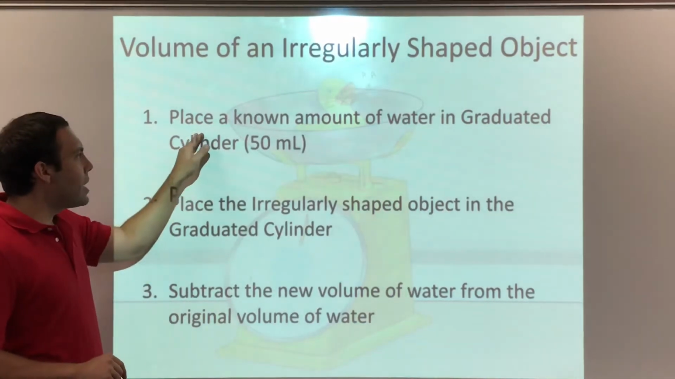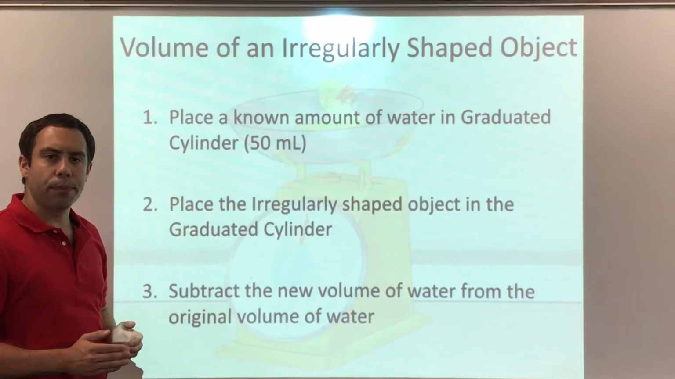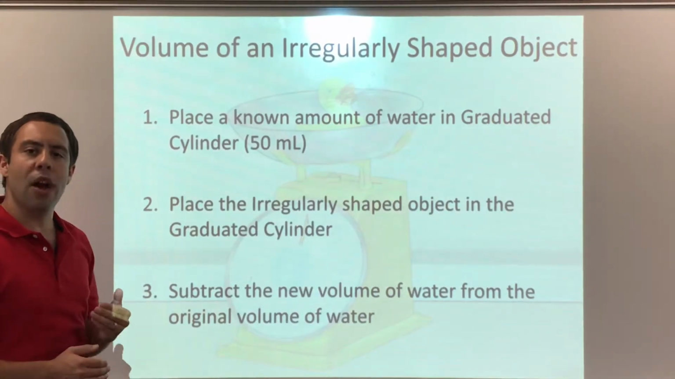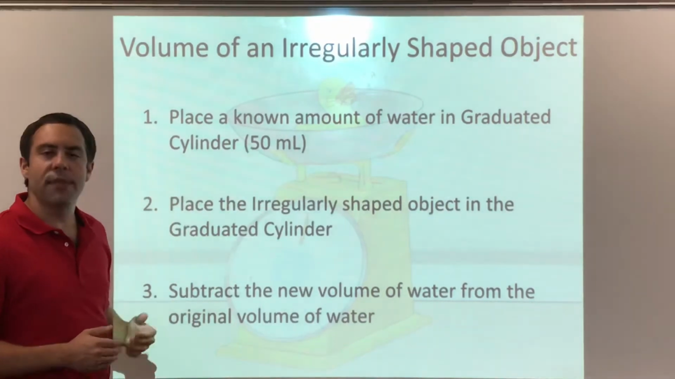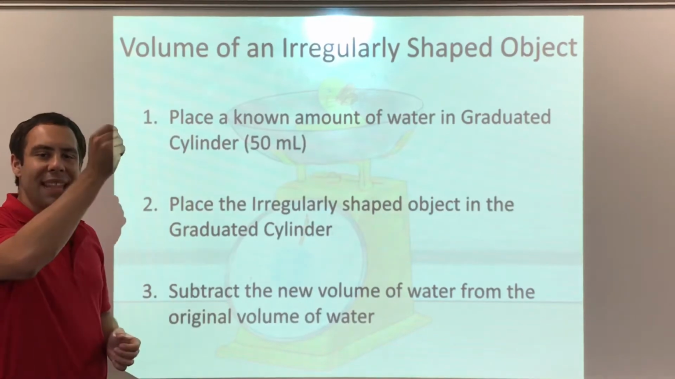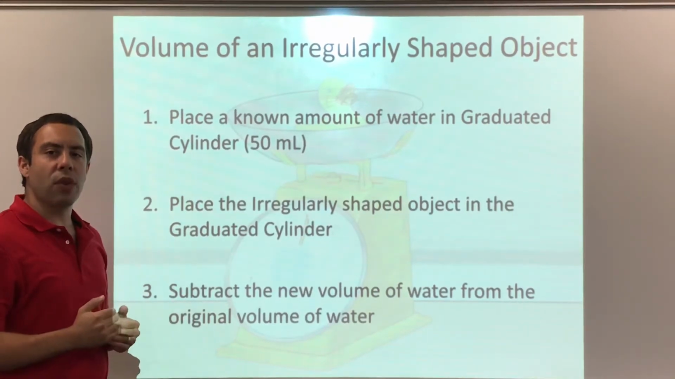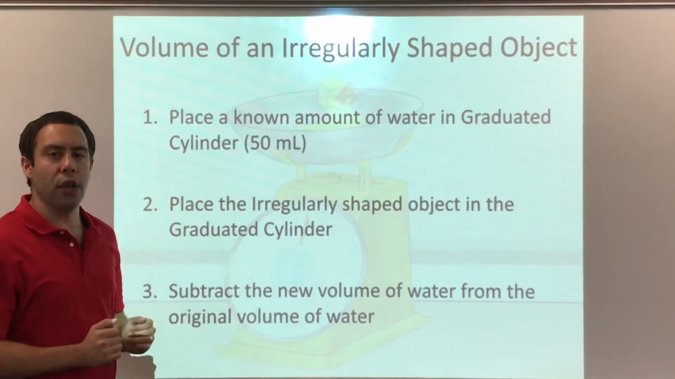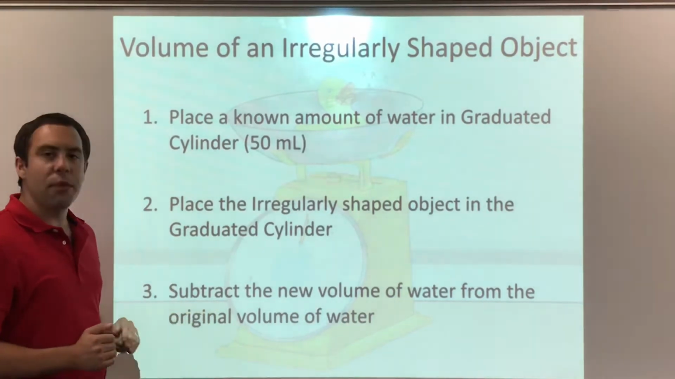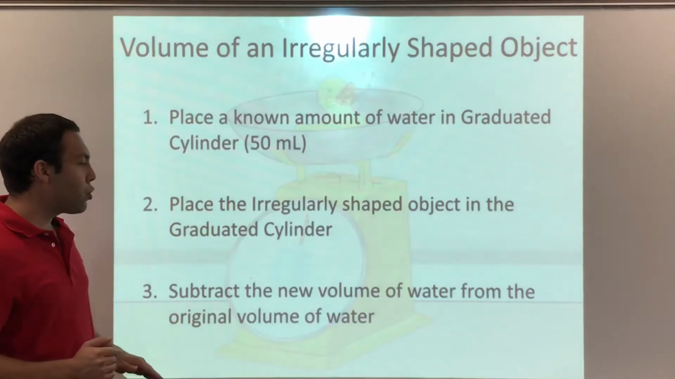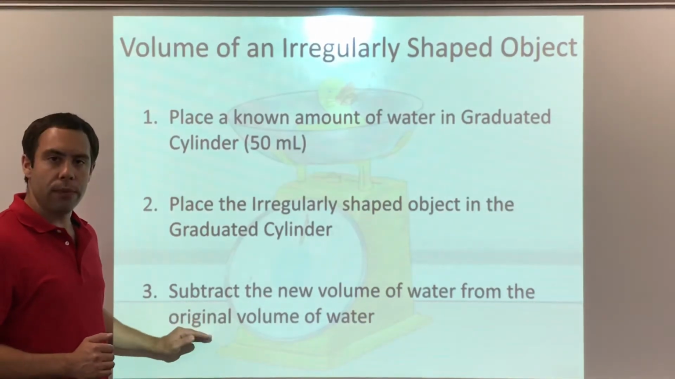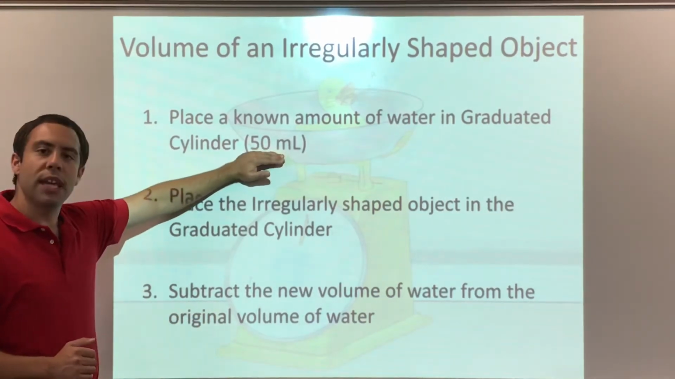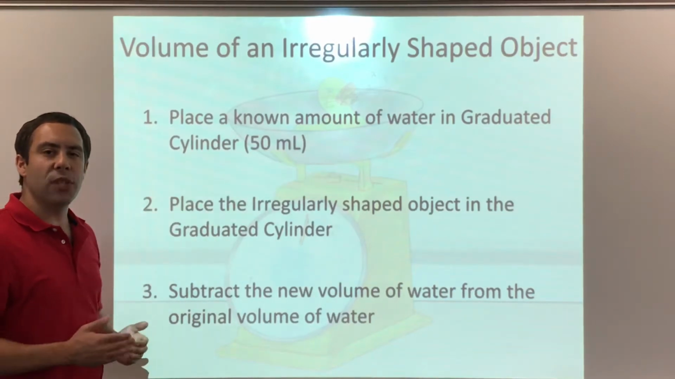First, we'll take a graduated cylinder and fill it up with a known amount of water. For example, 50 milliliters. Then we could take that object and drop it into the graduated cylinder and record the new volume. To find the volume of just the object, we would subtract the original volume, in this case 50 milliliters, from the new volume, and the difference would be the volume of that object.